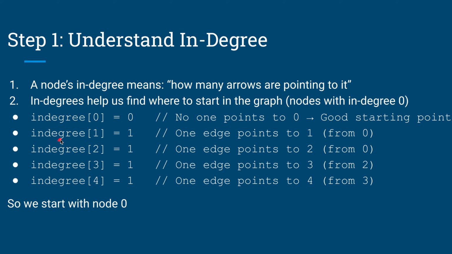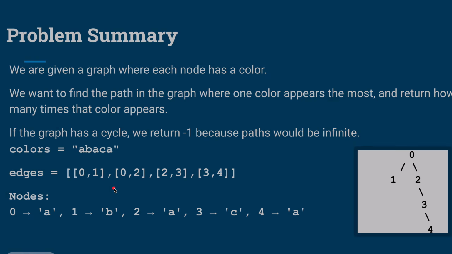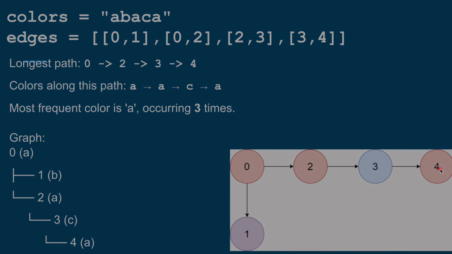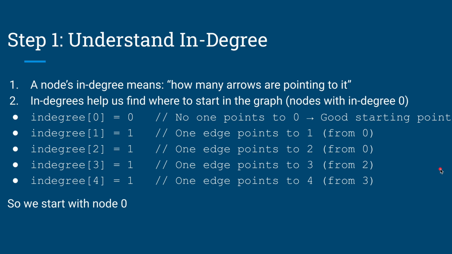Then further we'll define 1, 2, 3, 4, and all have in-degree 1. Node 1 is coming from 0, node 2 is coming from 0, node 3 is coming from 2, and node 4 is coming from 3. If you can see here, this arrow, the in-degree for this is 0, but for this one it is 1, this is 1, this is 1. Like that we have to define the in-degrees.